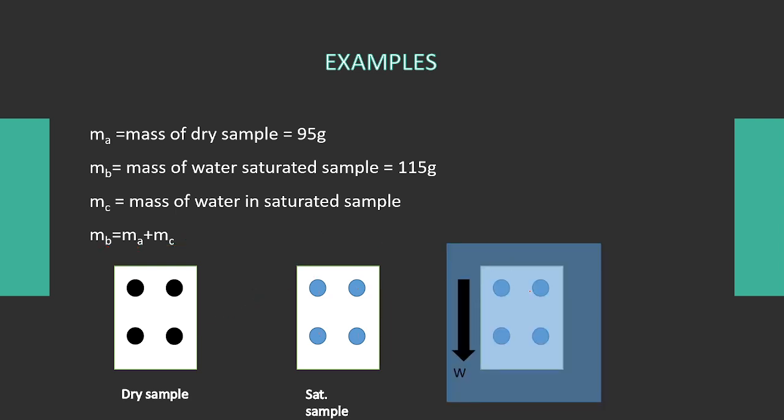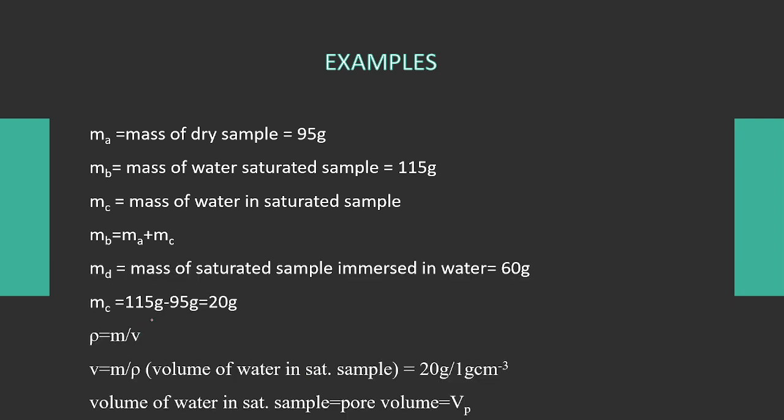Now, before we come to this diagram, we'll use this diagram later on. Before we come to this diagram, we said that our density is mass over volume, and in that effect, volume is mass over density. The mass of the water that saturated the sample is given by this. Remember, we did MC is equal to MB minus MA. So that's the mass of the saturated sample minus the mass of the dry sample. That's what we've used here. The mass of the saturated sample was 115 grams, as we see here. The mass of the dry sample was 95. So when we find the difference, we have 20 grams.